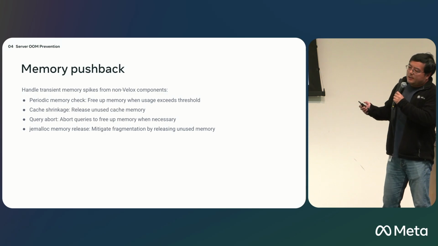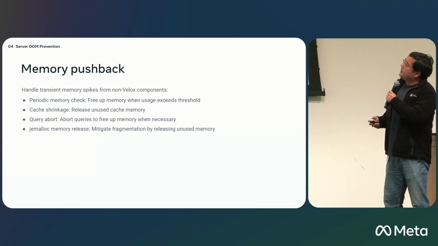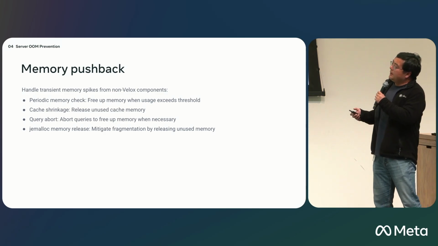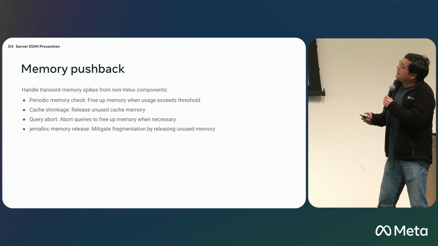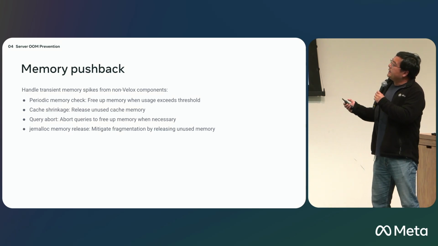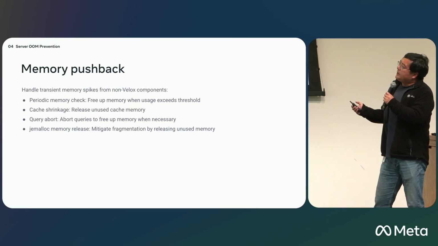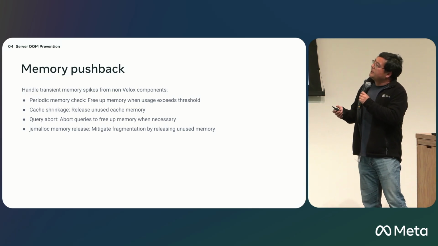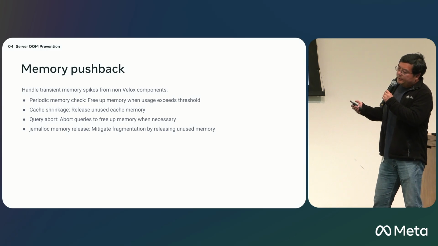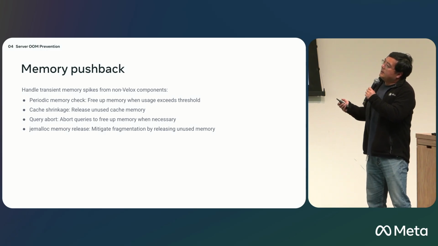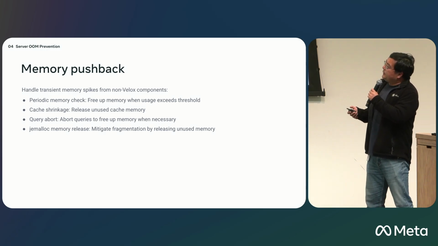Last, I will talk about the memory pushback mechanism we built to handle the non-Velox tracked memory spikes. The memory pushback is implemented in a background daemon we call the process memory tracker. The process memory tracker proactively tracks the system memory usage. Whenever the system memory usage goes above a certain threshold, it will kick off the Velox memory reclaim process.